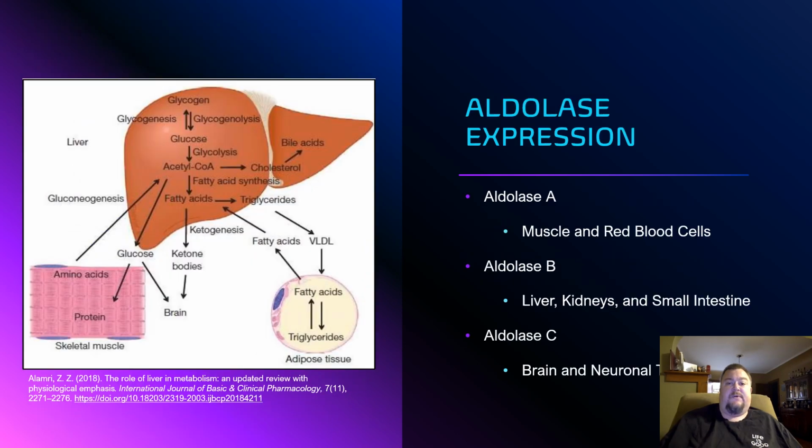As discussed in previous slides, all 3 isoforms of aldolase are involved in the glycolysis and gluconeogenesis pathways. Aldolase A is most prevalent in muscle tissue and red blood cells. Aldolase B is primarily found in the liver, kidneys, and small intestine. And aldolase C is primarily found in the brain and neuronal tissues.